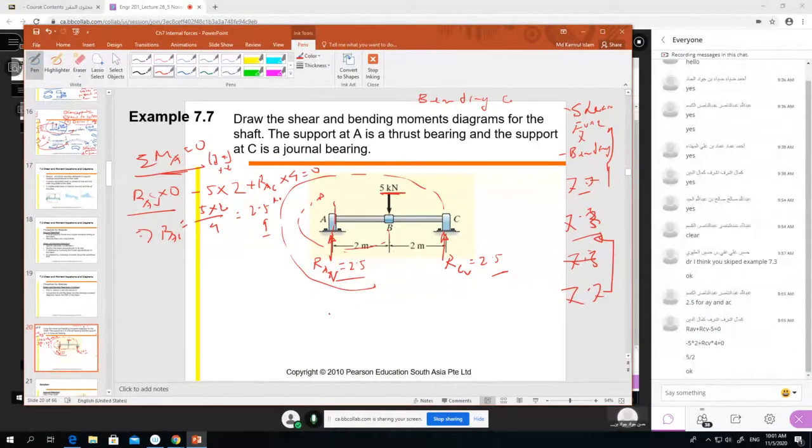But that is not the main thing. Now we will learn how to calculate the shear force, and how to draw the shear force diagram. In short, we write SFD, shear force diagram. How to draw the shear force diagram is what we are going to learn now.